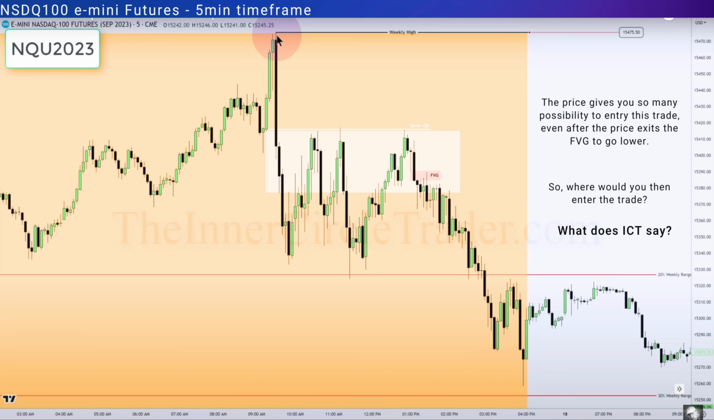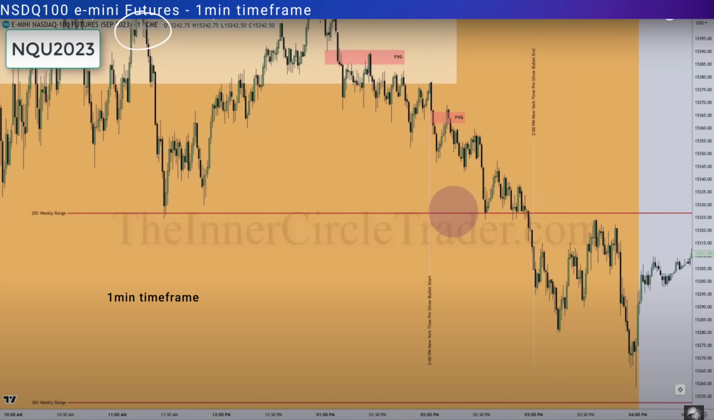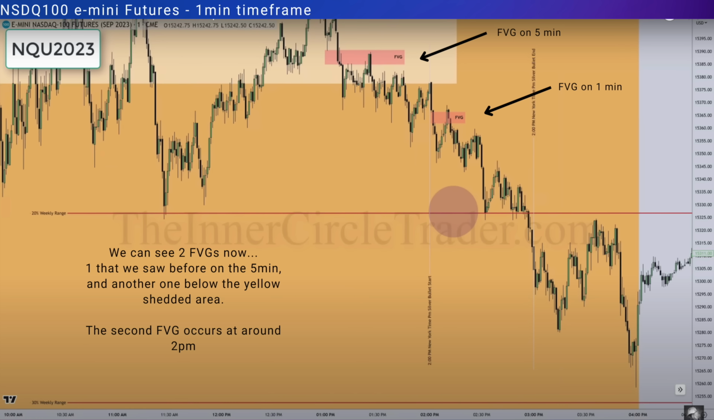What ICT says is actually this. Let's go back to the bear chart and look at what he tells us. He goes on the 1 minute time frame. Here we can see the fair value gaps on the 15 minutes time frame, which is the one in yellow, the bigger one, the first one in pink, which is on the 5 minutes time frame, and also a third fair value gap, which is on the 1 minute time frame. We can specifically see here on the 1 minute time frame the fair value gap on the 5 minutes and the fair value gap on the 1 minute time frame.